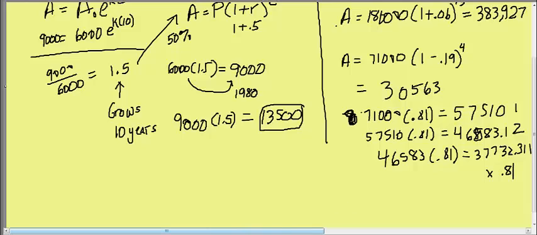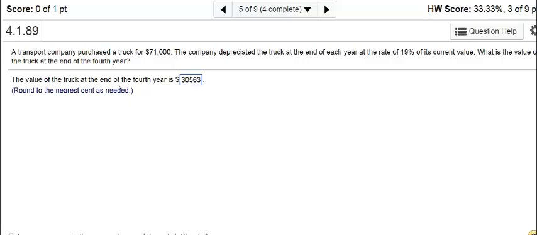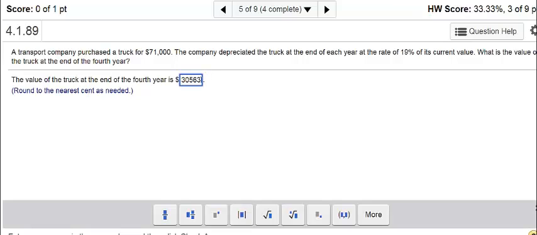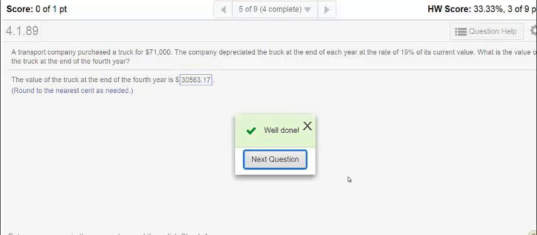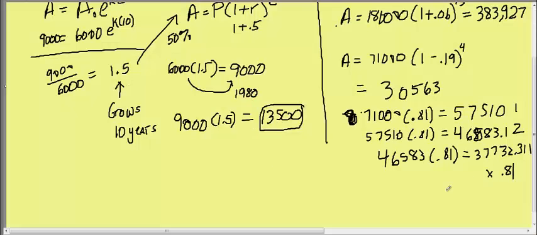Okay, so I got the same thing, so let me just see if it's probably just a rounding issue. Oh, good Lord, it's to the nearest cent. Okay, but either way, we'll get the same answer. I got the same thing for this as well, that this is 30,563. So I hope that helps when you're doing those problems.